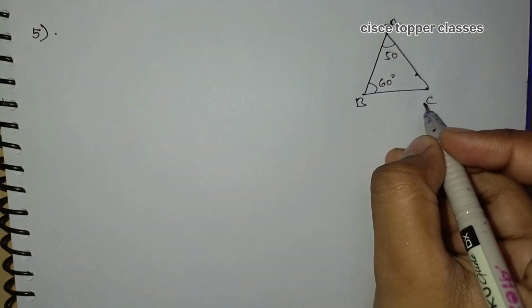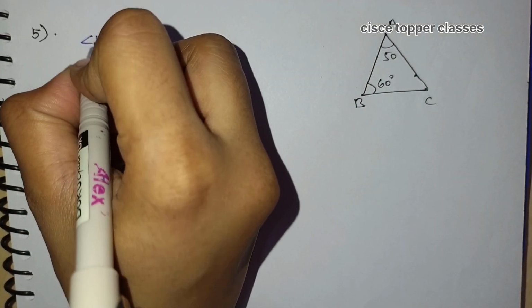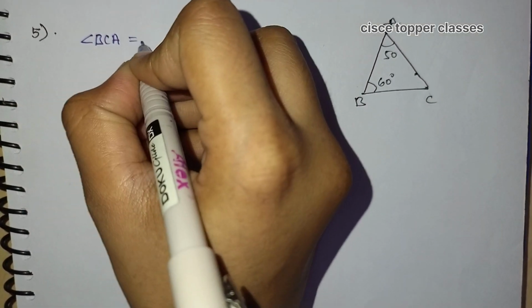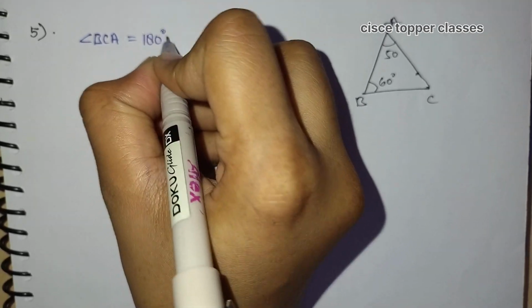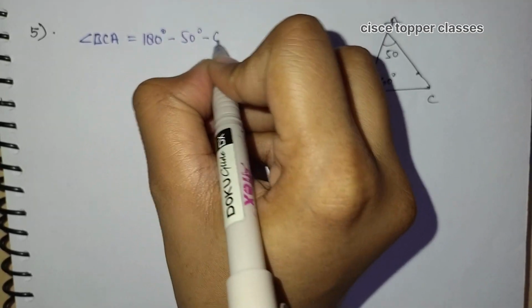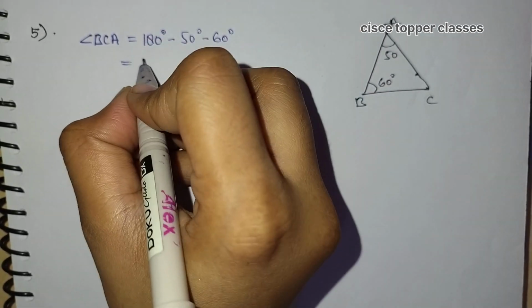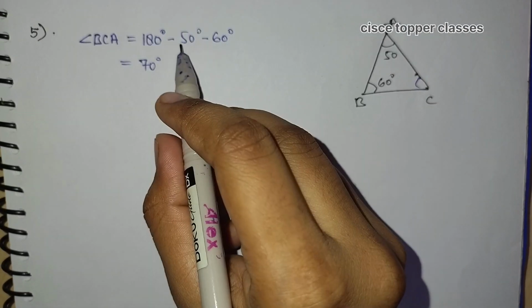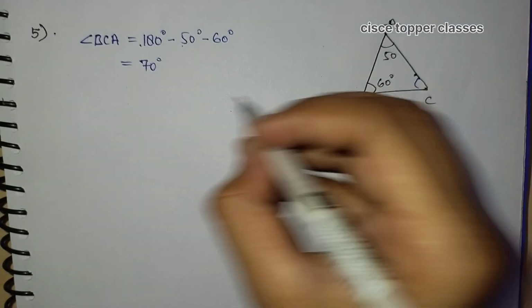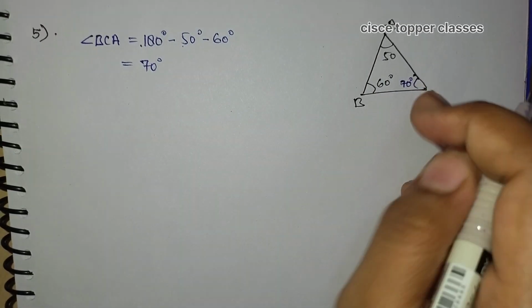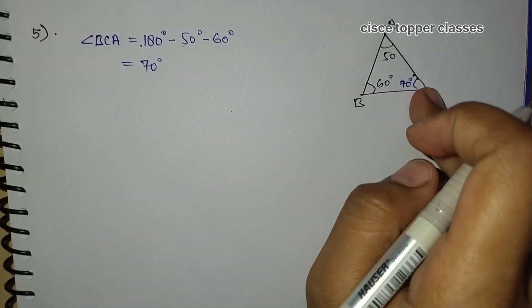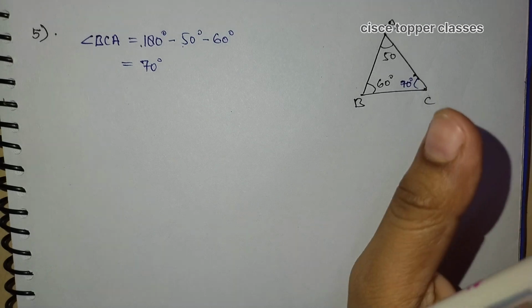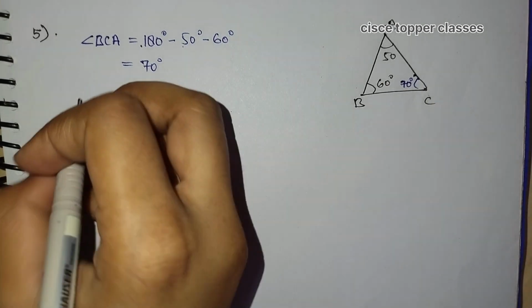Firstly, we can simply find angle BCA by subtracting from 180 degrees: 180 degrees minus 50 degrees and minus 60 degrees. So here we will get 70 degrees as this angle. This will be 110, and 180 minus 110 will be 70 degrees. And this is the highest angle, which means AB is the longest side in this question.